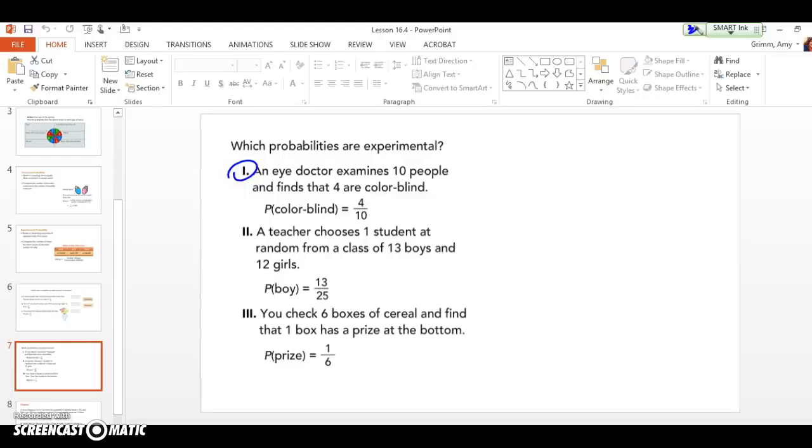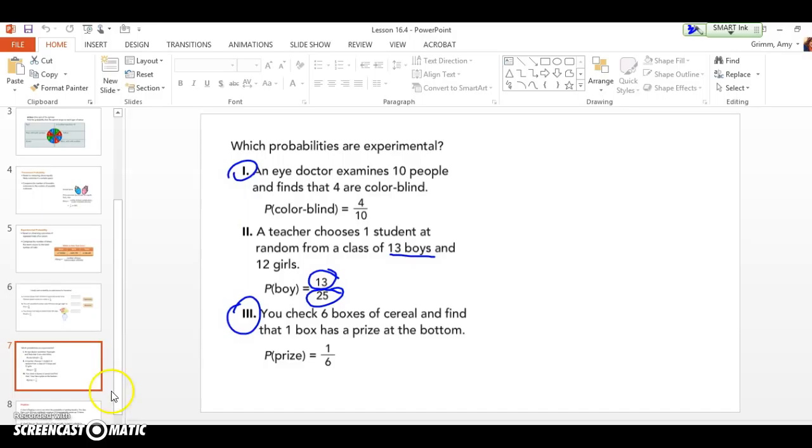The one that's not is number 2. A teacher chooses 1 student at random from a class of 13 boys and 12 girls. This would be the total number of kids in the class. This would be the total number that are boys. That's what should happen in theory. That it's 13 out of 25. Okay, questions before I have you work one more slide?